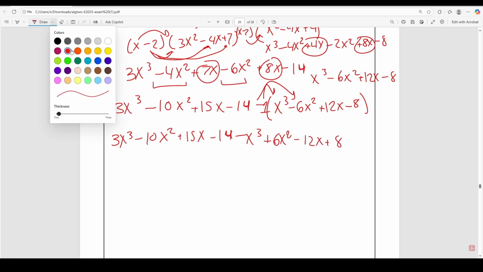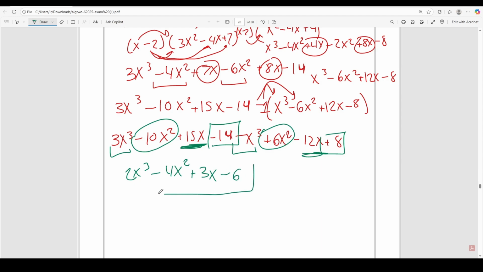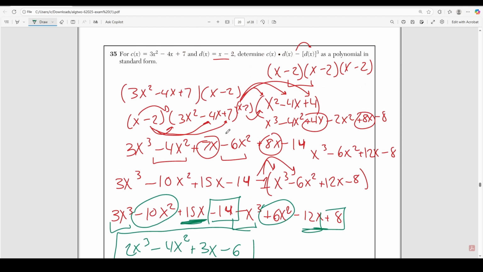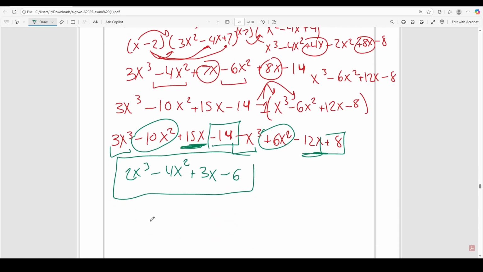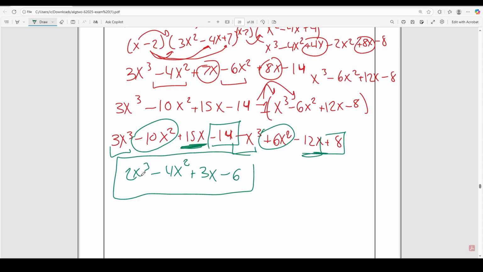And now we can truly begin to combine like terms. So here we have 3x cubed minus x cubed. So that'll give us 2x cubed. Over here we have minus 10x squared plus 6x squared, which is minus 4x squared, because negative 10 plus 6 is negative 4. Over here we have 15x minus 12x, which is positive 3x. And over here we have negative 14 plus 8, which is going to give us negative 6, okay? So that's going to be my final answer over here. That's what it's going to be equal to. And the standard form just means that it's in order of decreasing exponent. So the highest exponent here is 3, followed by 2, followed by 1, followed by 0, okay? So this is standard form.